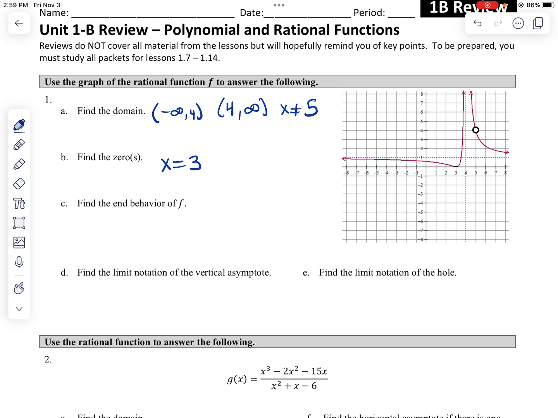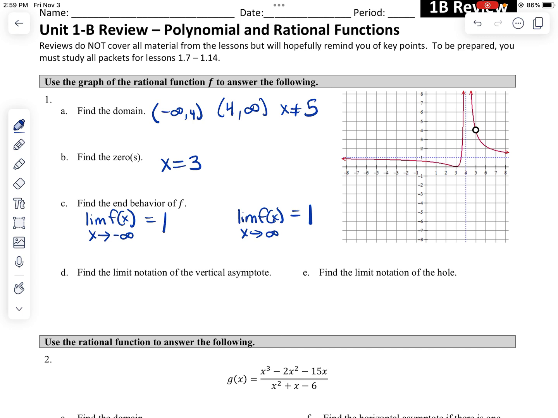What is our end behavior? So the limit of f of x as x goes to negative infinity, and then we have the limit of f of x as x goes to positive infinity. So as we go to negative infinity, where does it level off? Well, it's leveling off at 1. And on the other side, as it gets bigger, it's also leveling off at 1.